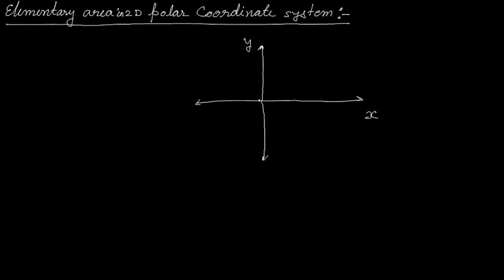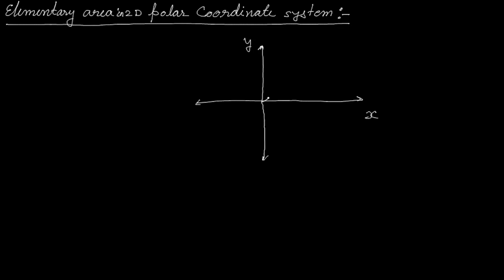Now we want to divide this large area into small elementary areas. What will be the smallest possible elementary area in terms of polar coordinates? If we want to write it in rectangular coordinates, we simply write dx dy. But if we want to write the same area vector in terms of polar coordinates, how can we write this?